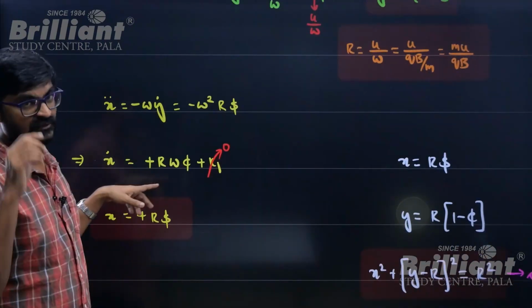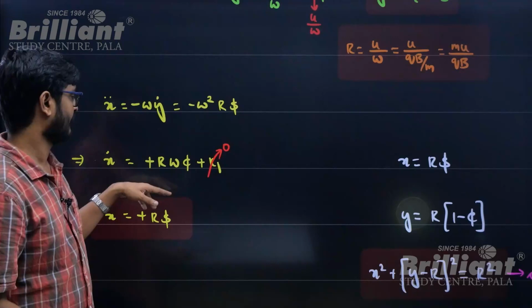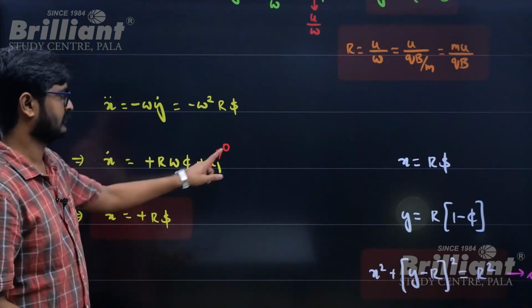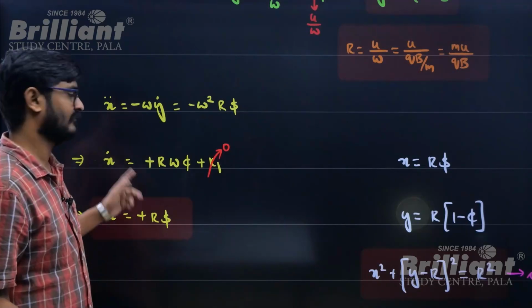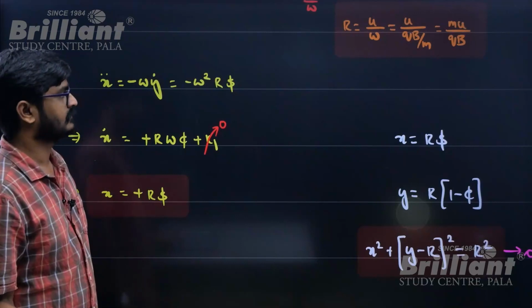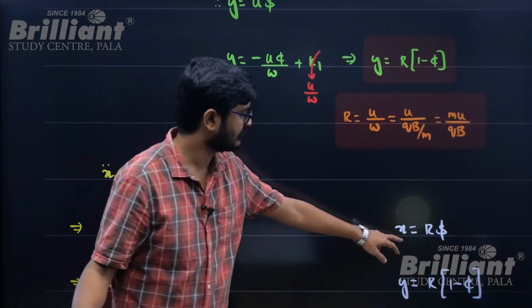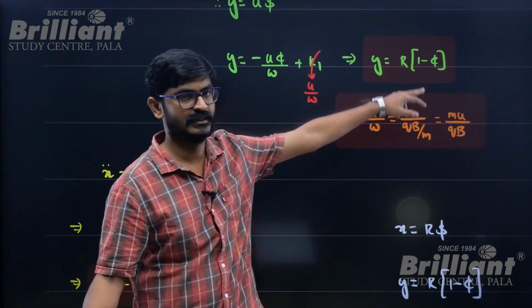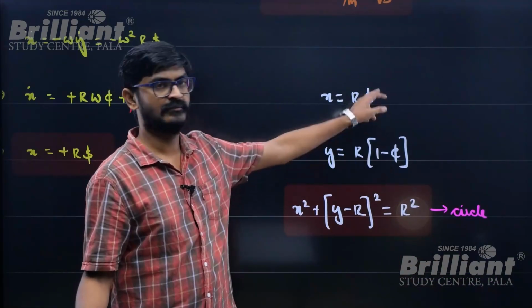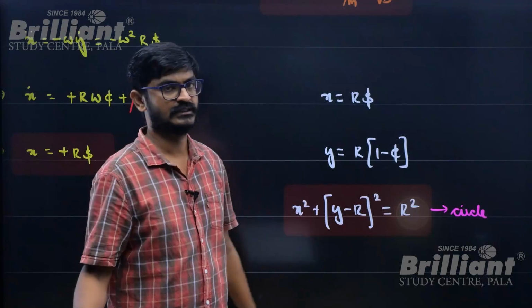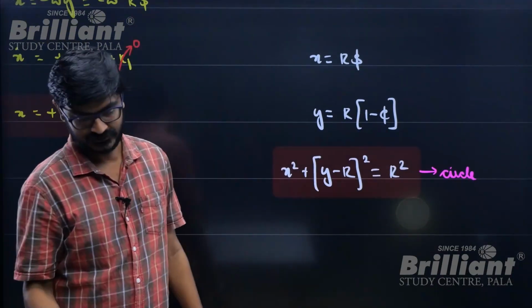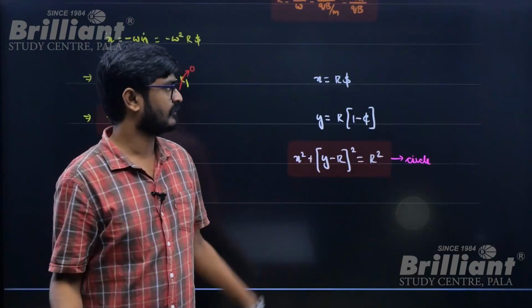Initial limits, initial velocity was u, so by initial limits you will understand this is going to be 0 by initial limits. Now again when you integrate with initial limits, then you will be getting x equals r sin omega t. So what are the two things we got? x equals r sin omega t, y equals r into 1 minus cos omega t. Now you can eliminate sin and cos by sin square plus cos square equals 1. When you do that, you will be getting this equation, which is the circle equation, the same equation we got before.